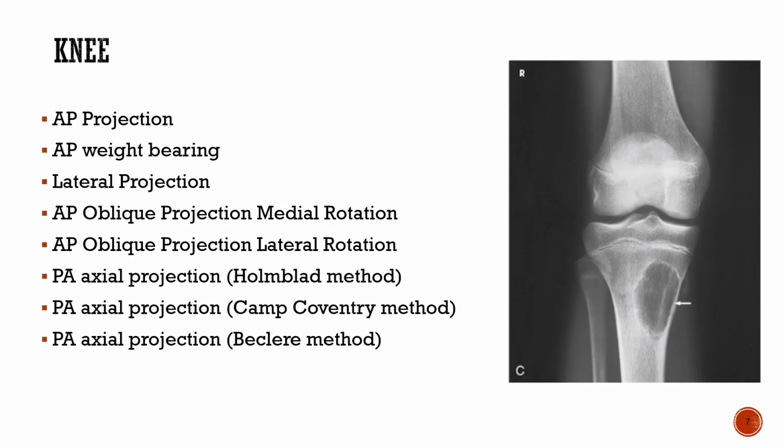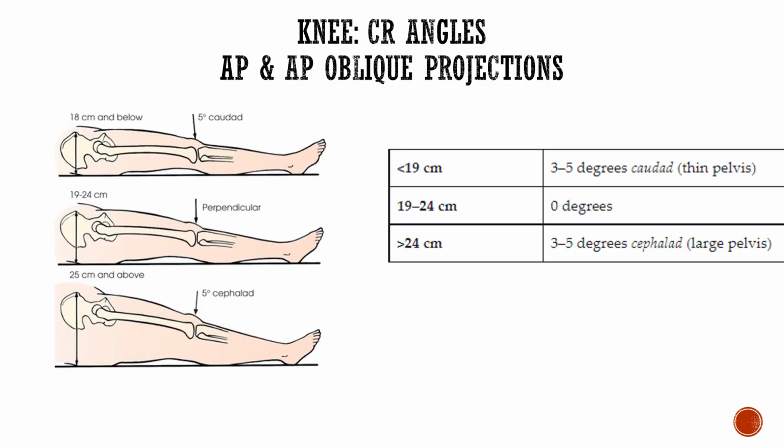Now the knee, there are numerous projections we're going to look at, but we're going to start off with the AP projection and continue from there. So with the central ray angles for the AP and the AP oblique projections, we're going to make sure that if our patient's ASIS to tabletop distance measures less than 19 centimeters, then we're going to angle 3 to 5 degrees caudad, and that would be for the thin pelvis.